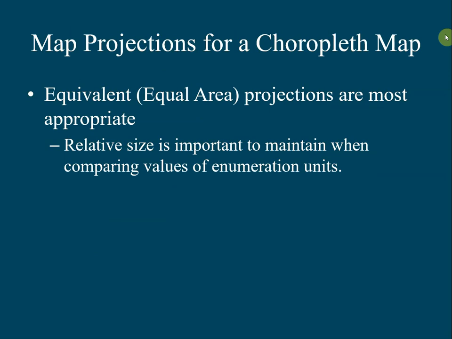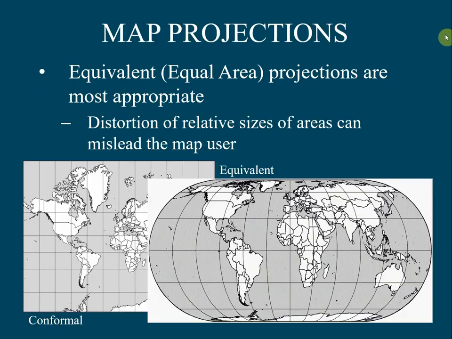So for projections on choropleth maps, typically we're going to like equivalent, equal area projections. They're the most appropriate because they retain relative size. Since we're comparing enumeration units, we don't want to distort the size of those enumeration units if we don't have to. So equal areas are typically the best. We're going to see a lot less distortion of the size of areas. If we allow it to be a little more distorted, we're going to mislead the map user on how large of an area we're looking at. Just think of our typical Mercator maps with Greenland and Russia and Canada blown way larger.